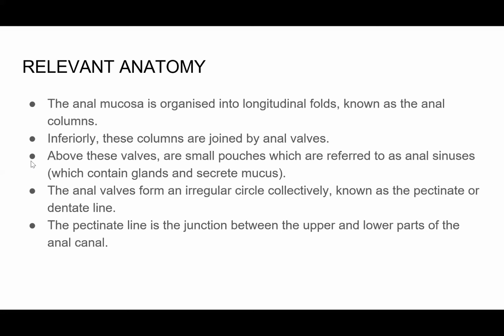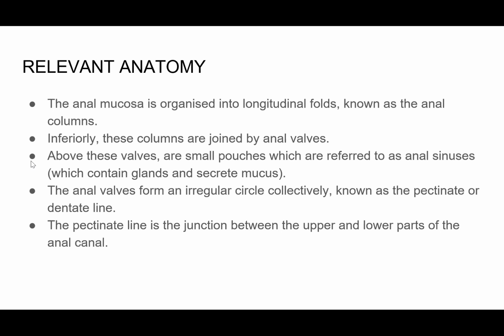The anal mucosa is organized into longitudinal folds known as the anal columns, and inferiorly, these columns are joined by anal valves. Above these valves are pouches, which are referred to as anal sinuses, which contain the anal glands and secrete mucus. The anal valves form an irregular circle, collectively known as the dentate line or the pectinate line.